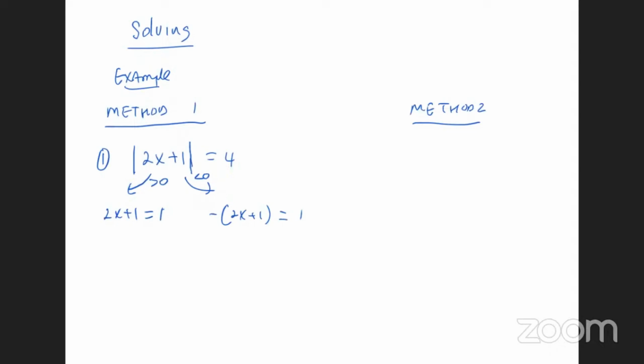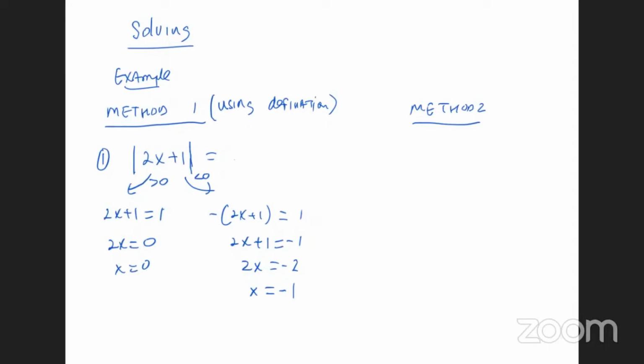Notice I put the minus sign outside everything. Don't just put minus 2x plus 1. It's minus open bracket 2x plus 1. When you solve this, you'll get 2x is 0, x is 0. Here you will get 2x plus 1 is minus 1, 2x is minus 2, x is minus 1. This method is using the definition. Oh, where did I get 1 from? Okay, I'm going to change it to 1. I changed it, I put it to 1.